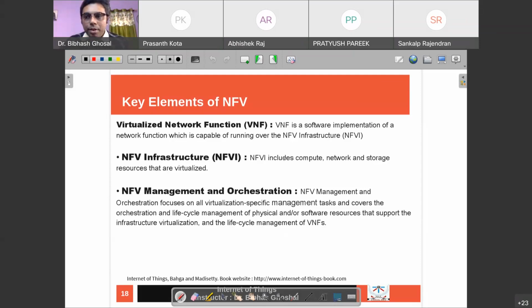So what we have is, as you see, the virtualized network function. It's a software implementation which is capable of running on the NFV infrastructure. These are the key elements, the NFV infrastructure that includes compute, network, storage, all virtualized, by the way, right? So you create virtual entities of each one of them. So all the applications that are going to run will believe that each one is provided one instance of the entire network.